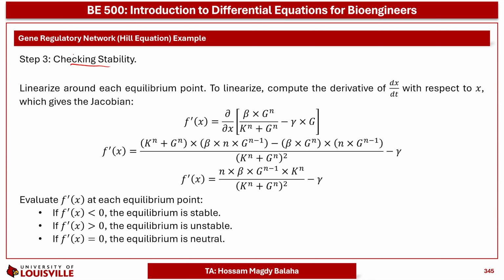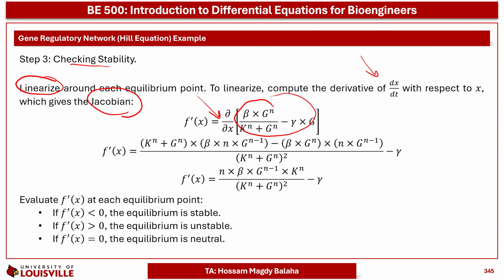Checking the stability requires linearization. To do so, you will compute the derivative dx by dt, or in general, you need to calculate the Jacobian. The Jacobian differs if you are dealing with a one-dimensional equation or two-dimensional equations. We highlighted that in a previous lecture, comparing between them and how to calculate the Jacobian for each of them. Simply, for the 1D, you have the equation.